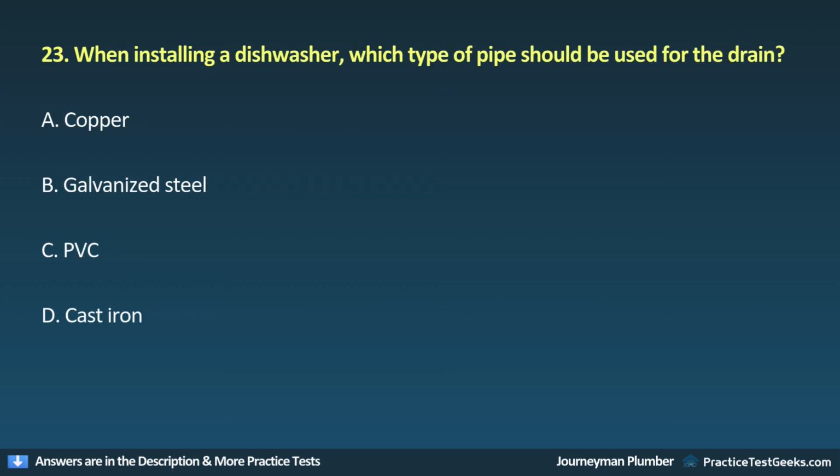23. When installing a dishwasher, which type of pipe should be used for the drain? A. Copper. B. Galvanized steel. C. PVC. D. Cast iron.